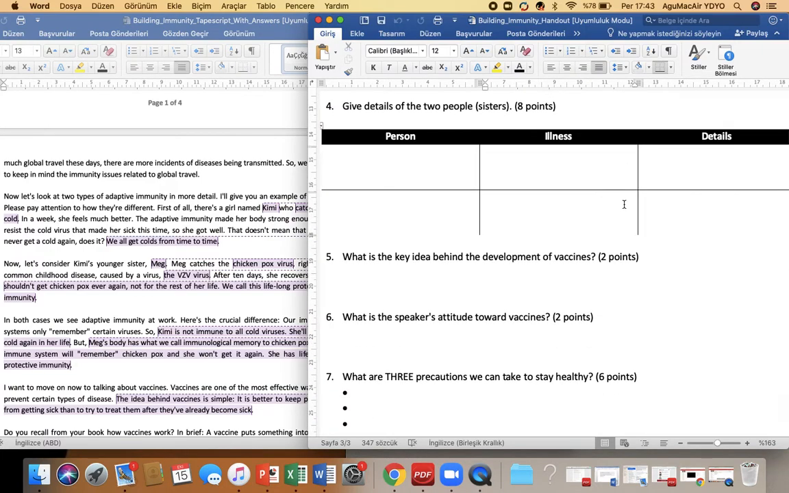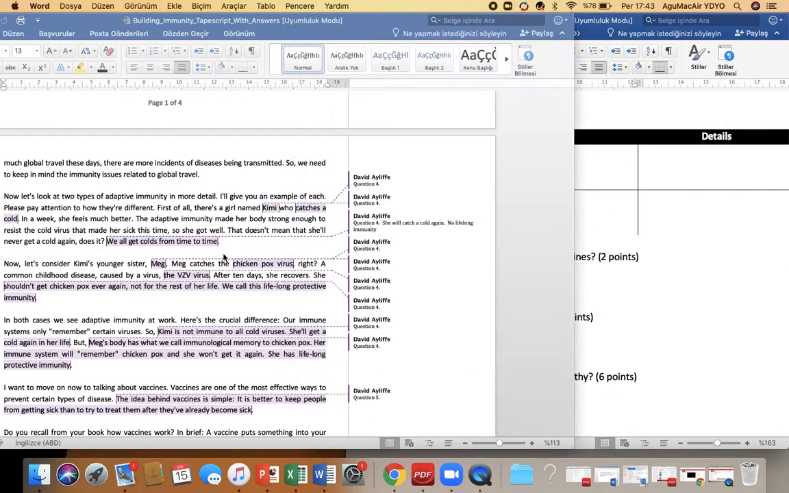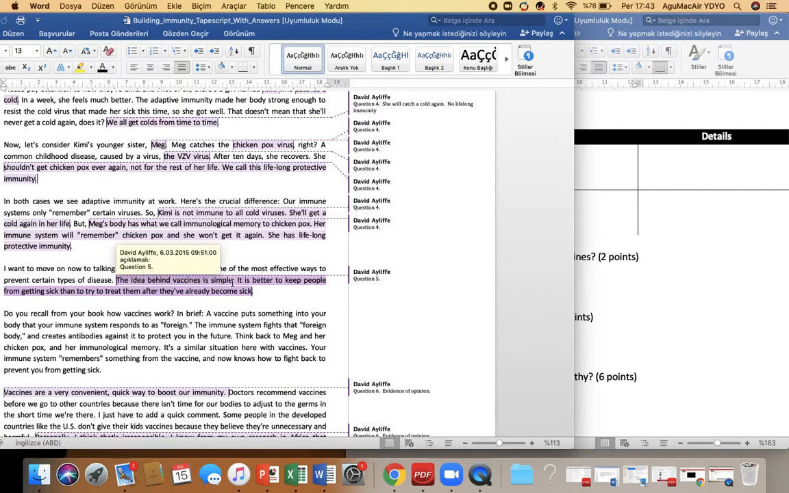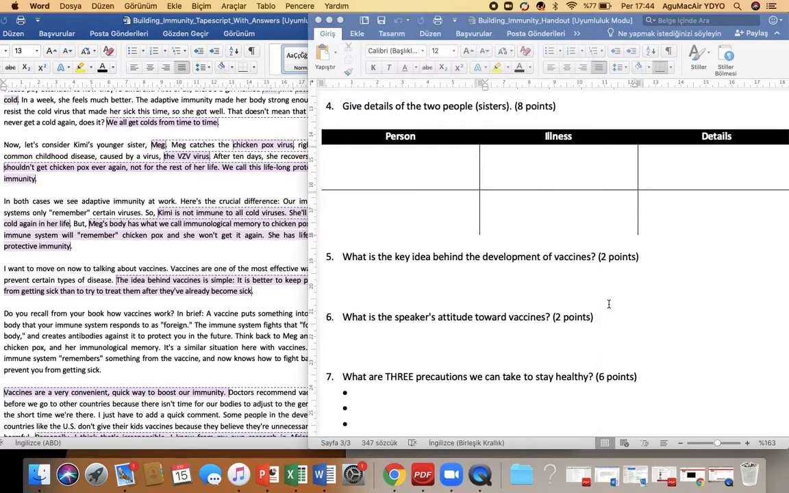Now, what's the key idea behind the development of vaccines? So what is the key idea? What's the reason, right? Okay. The idea behind vaccines is simple. Yeah, so what is it? What's the answer? It's better to keep people from getting sick than to try to treat them after they've already become sick, or something. You can write something giving the same meaning as this, okay?